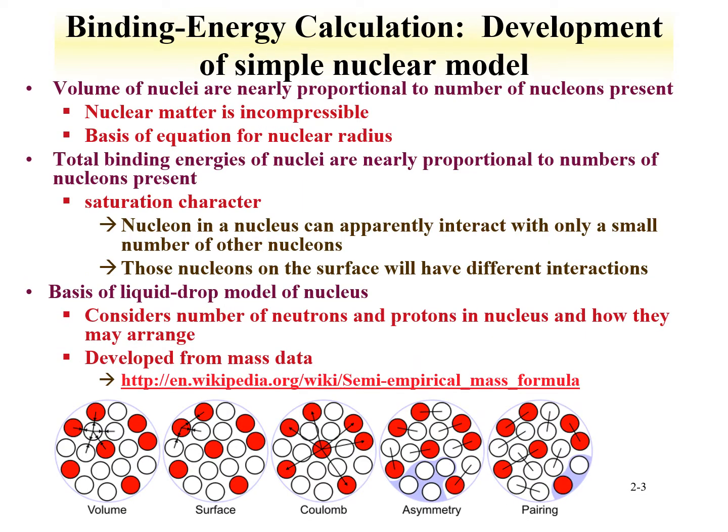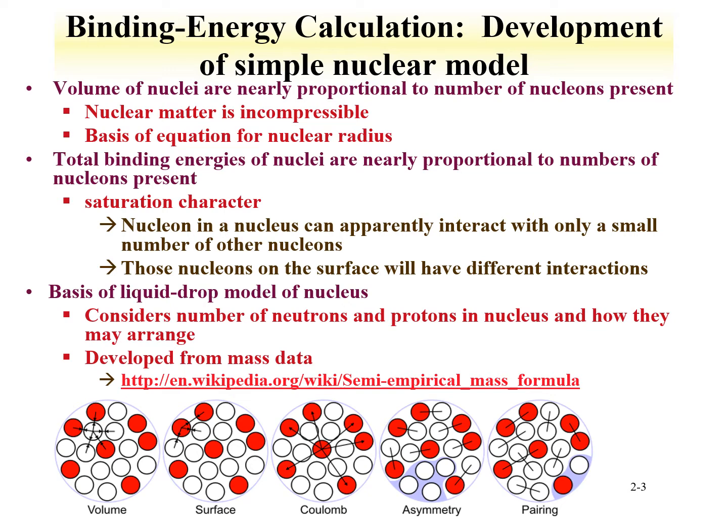Based on everything we've discussed, masses, and how those masses can be used to evaluate binding energy, we can now use this information to actually develop a simple model of the nucleus. This model is basically going to be based on a liquid drop. Very simple. We're going to call it the liquid drop model of the nucleus. That's what it's called. And some of the concepts of this model are described here.